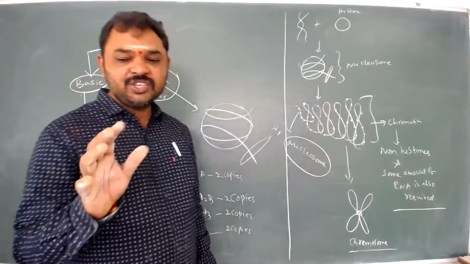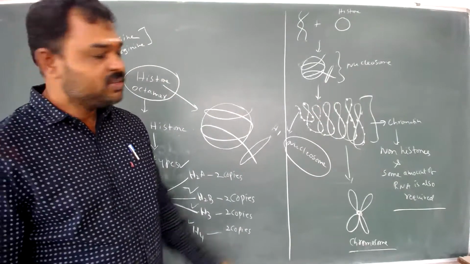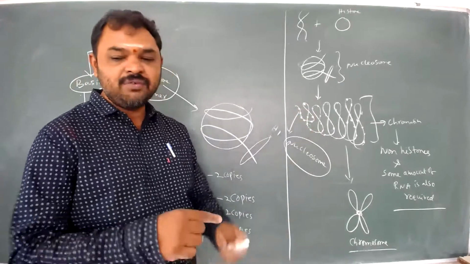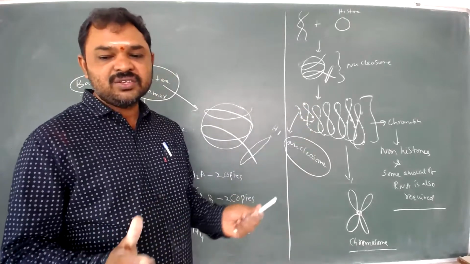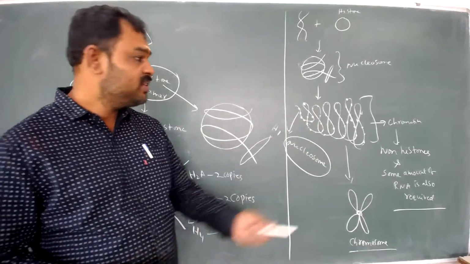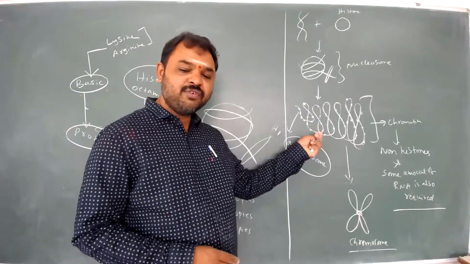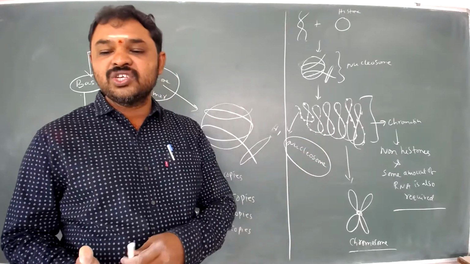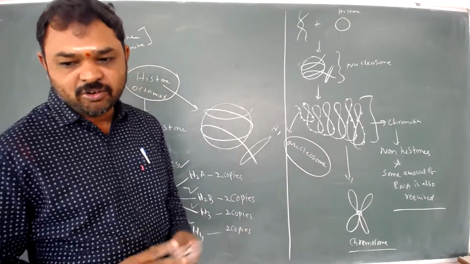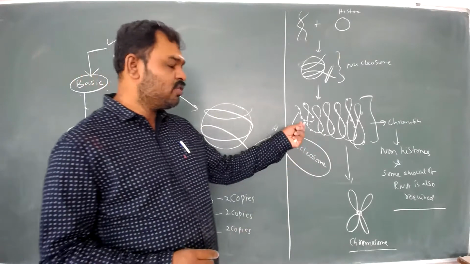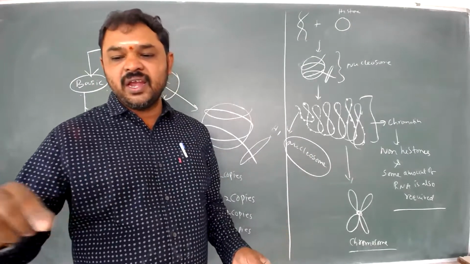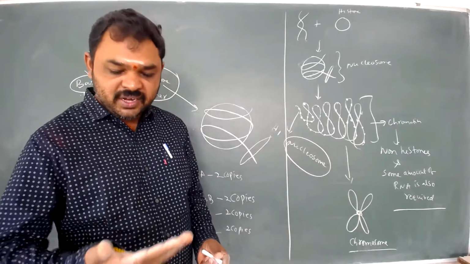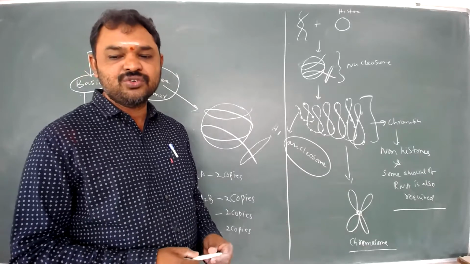H1 histone is also there. But these nucleosomes at a higher level, how are they organized? They are organized into chromatin. In the formation of chromatin, along with histone, non-histone proteins play a prominent role, and a small amount of RNA is required. This chromatin looks like a net-like structure and can be seen under the electron microscope.